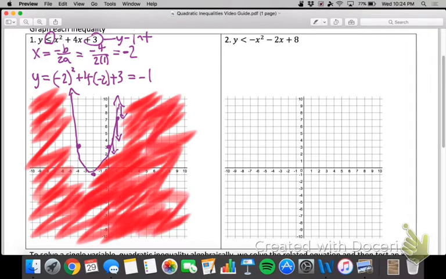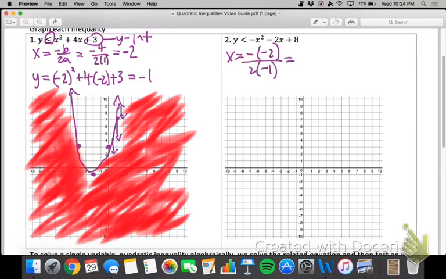All right, number 2, same idea. We're going to start by finding the vertex. You have to be careful with the negatives in this one. So the x-coordinate will be negative 2 over 2 times negative 1. That ends up coming out to negative 1. The y value is negative 1 squared minus 2 times negative 1 plus 8, and that ends up as 9. So the vertex is negative 1, positive 9.